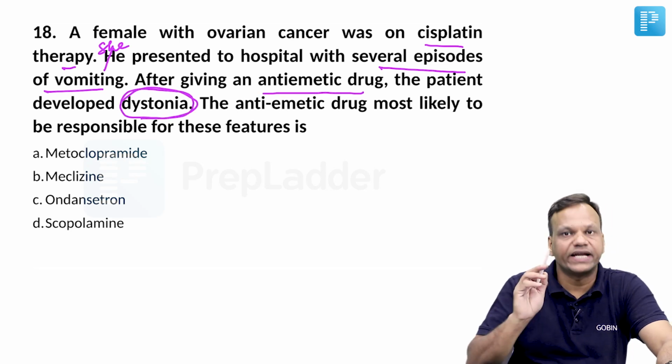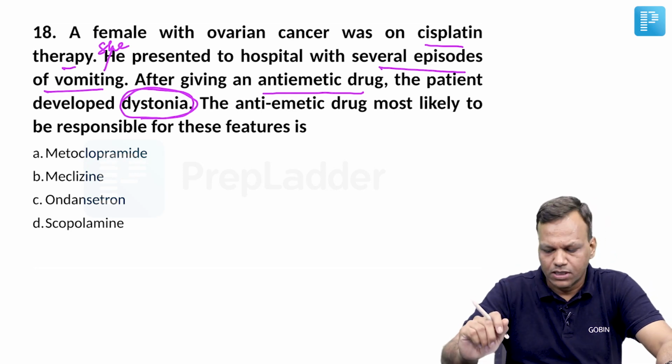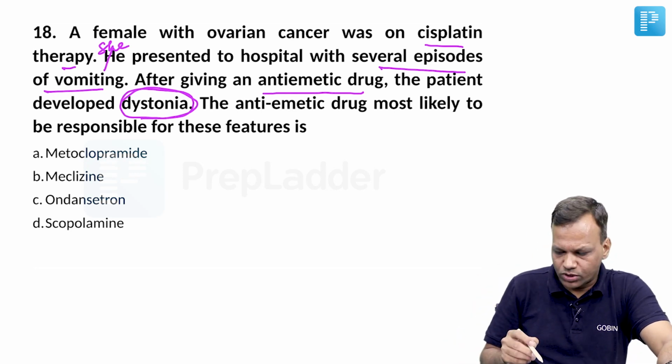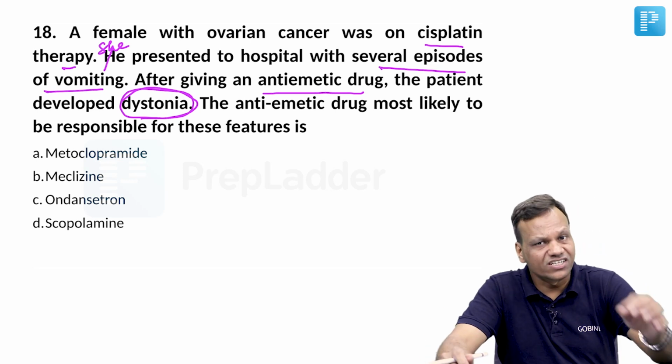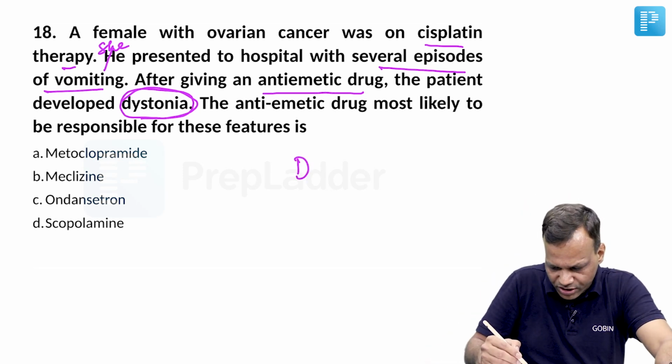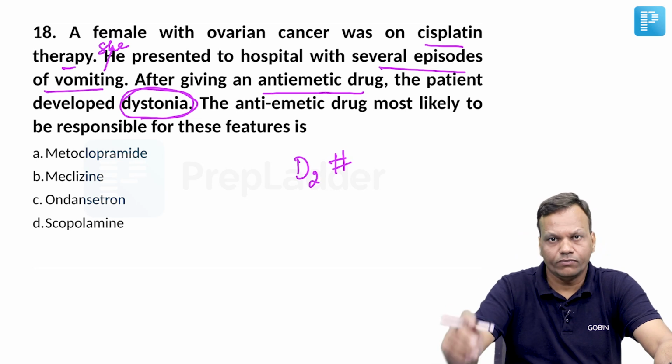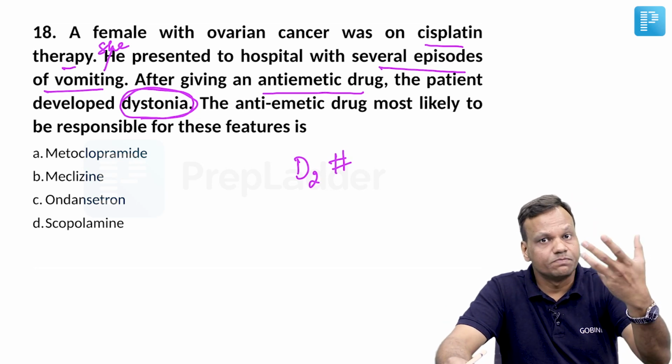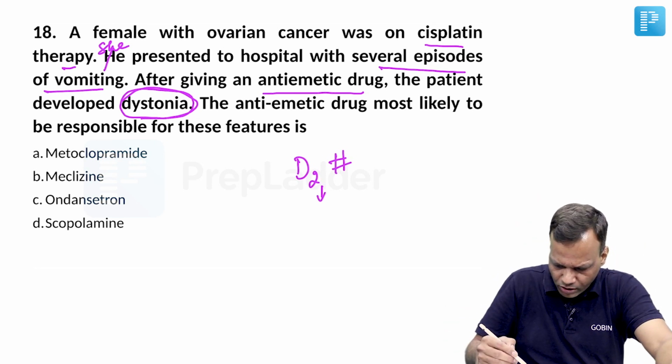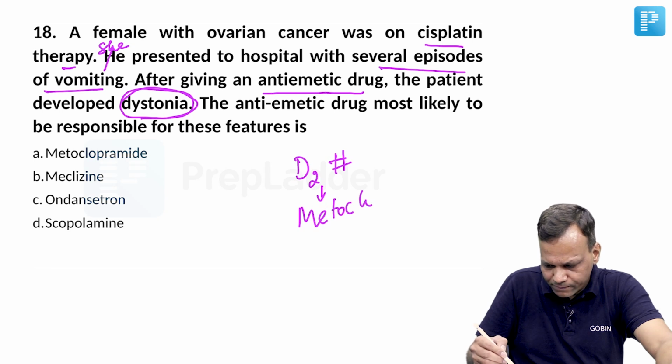So basically after giving antiemetic drug, the patient developed dystonia. So most likely drug. We know dystonia is due to which? Yes, it is due to D2 blockade. And which antiemetic drug mainly acts by blocking D2? Yes, we all know these are metoclopramide and domperidone.